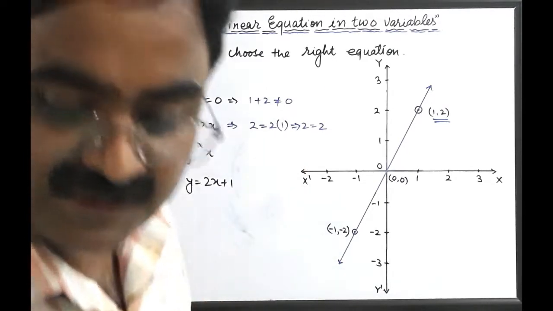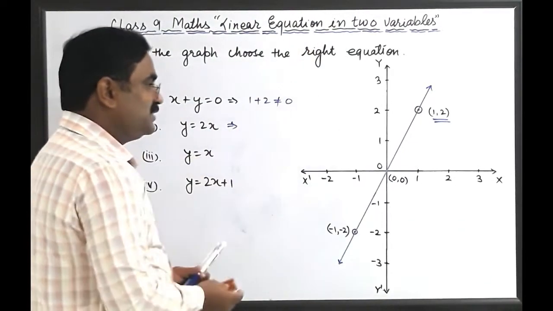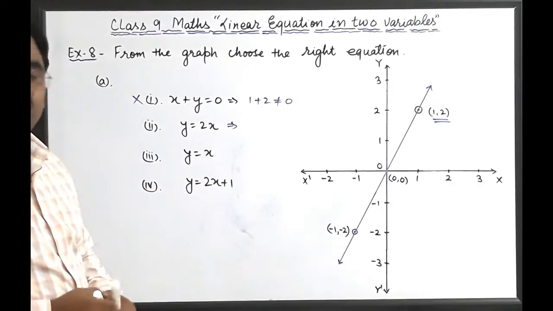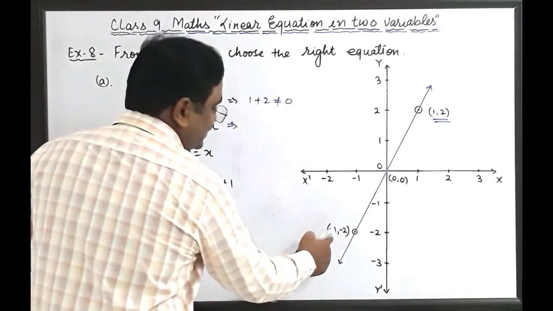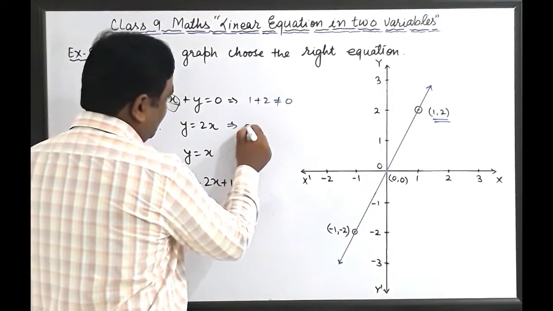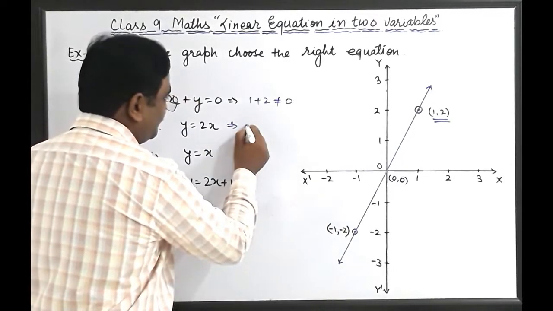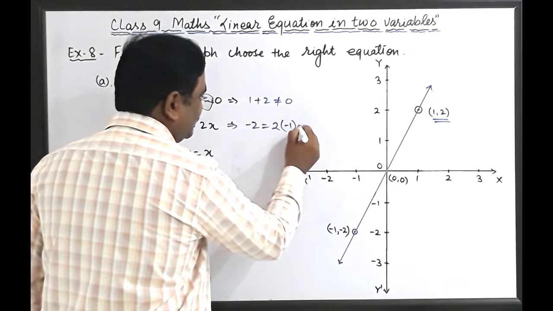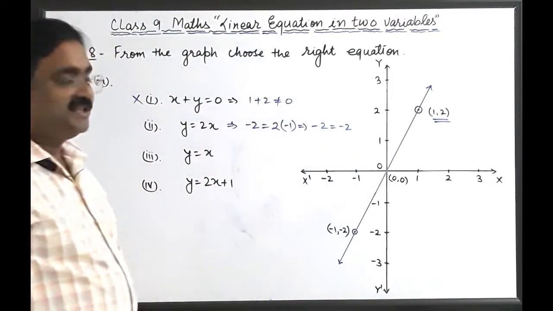So let us see the second point. Any of the points we can take in this. Now we check the second point. What is the second point? We are not taking the origin, but this point. x equals -1 and y equals -2. So let us substitute. y is -2 equals 2 multiplied by x, which is -1. This implies that -2 equals -2. It means this point is also satisfying this equation.